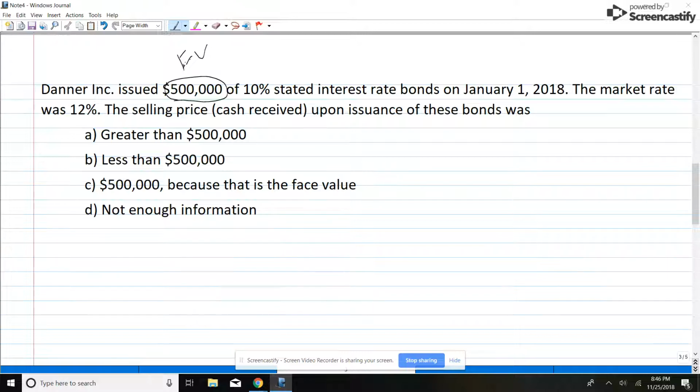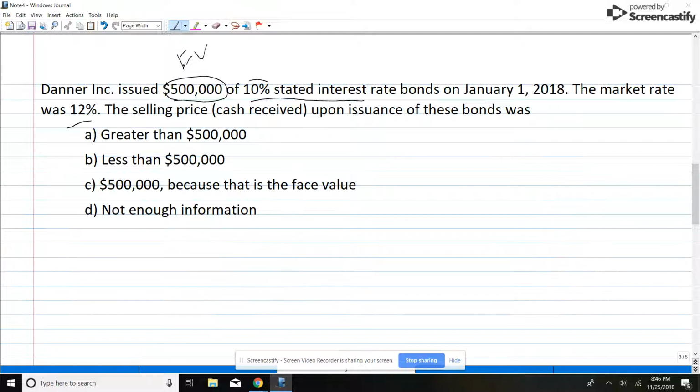And this 10%, even though it doesn't say an effective rate, it's the stated rate. This is the rate that's going to be in the bond indenture, or the rate that we agreed upon with Danner Inc. And the market rate: we could pay 12% interest somewhere else, but Danner Inc. is saying, hey, you only have to pay 10% interest rate.